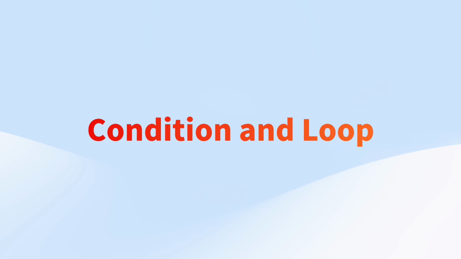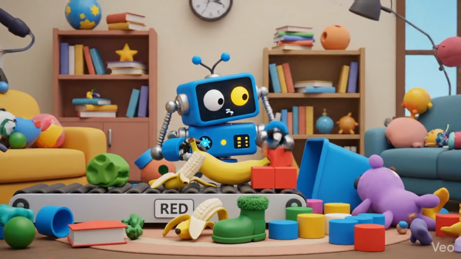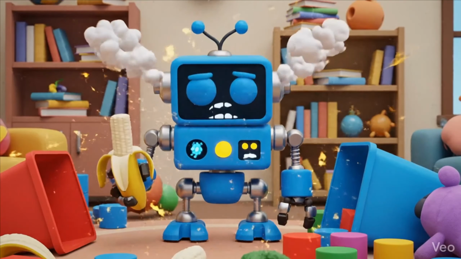Welcome to the second lesson. In the previous lesson, we created a robot that automatically logs into a web page. Although this app can meet basic requirements, it only mechanically runs the preset flow. In real-world scenarios, however, the situations you encounter may be more complex and full of uncertainty.